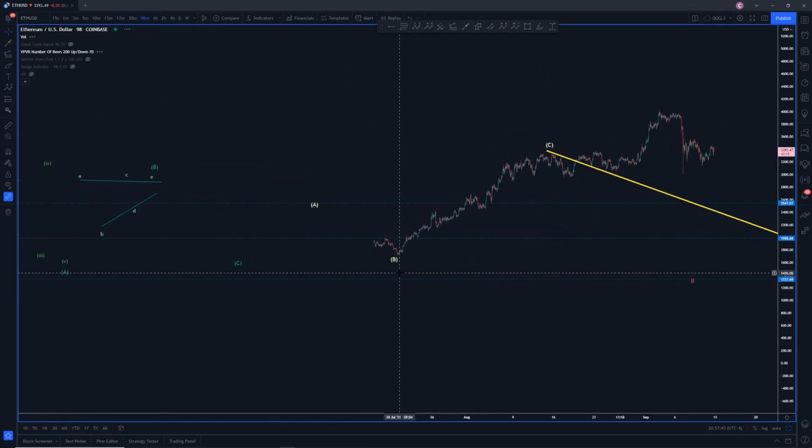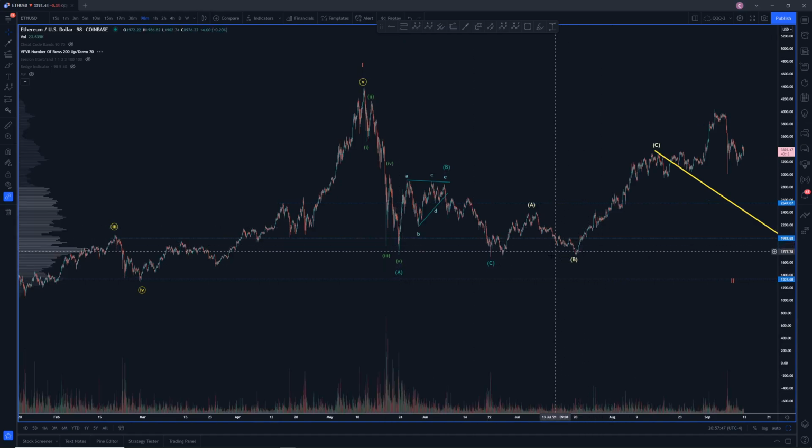So let's actually dive deep into this and see where we are in that larger ABC, because if we can figure out where we are, if we've already done that A, if we're already working on that C, if we're just on the B right now, it'll help us understand where the next major move of the market actually is.